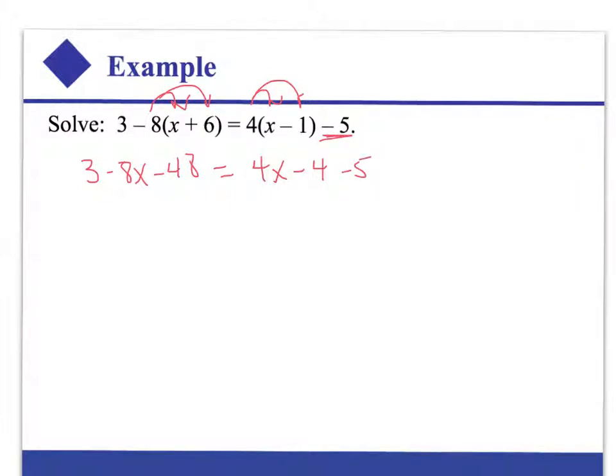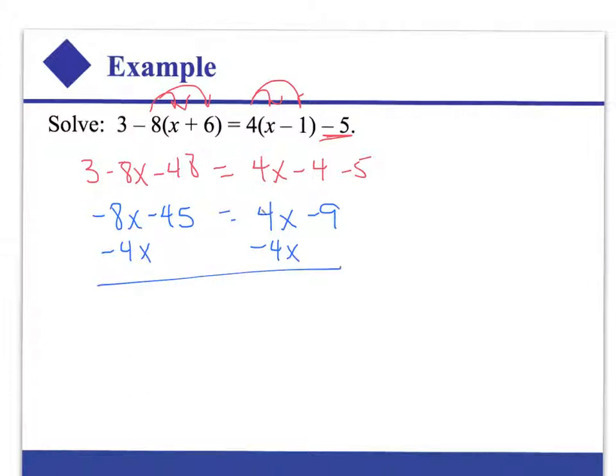Now, I'm going to gather like terms on the left-hand side. So I have 3 minus 48. So that's going to give me negative 8x minus 45. And then I'm going to look on the right-hand side. I have 4x minus 9. I'm going to subtract 4x from both sides. I have a tendency to move my variables first. So I have negative 12x minus 45 equals negative 9.